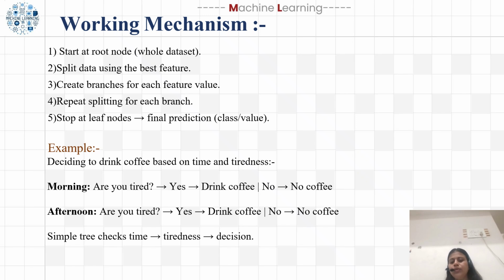Example, suppose you want to decide whether to drink a coffee or not. Firstly, we check the time of the day. If it's morning, then check if you are tired. If yes, then you drink coffee. If no, you don't drink coffee. Similarly, in the afternoon, the decision tree follows the same logic: it checks if it's afternoon, then checks if you are tired. If yes, you drink coffee, otherwise not. This way the tree first checks time, then tiredness, and finally arrives at the decision. That is exactly how a decision tree mimics human reasoning.